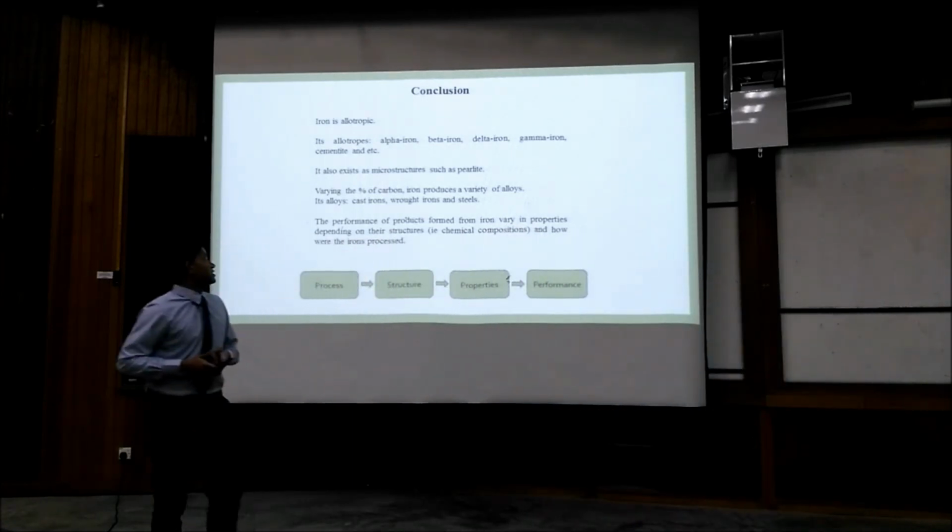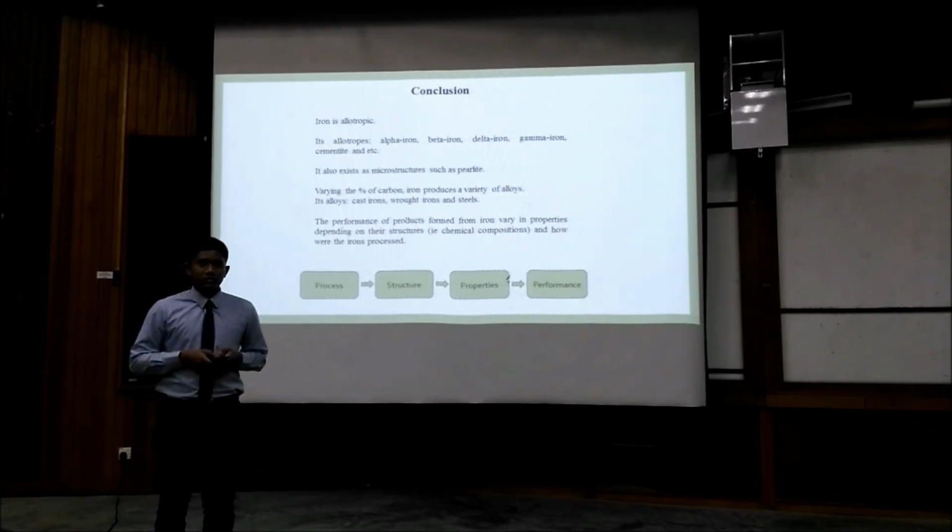And the last part is the conclusion. Iron is allotropic. As I said in the earlier part, iron consists of allotropes. Its allotropes are alpha iron, beta iron, delta iron, and gamma iron. When the temperature of iron increases, a new form of iron is formed. Iron also exists as microstructures such as ferrite, cementite, and austenite.